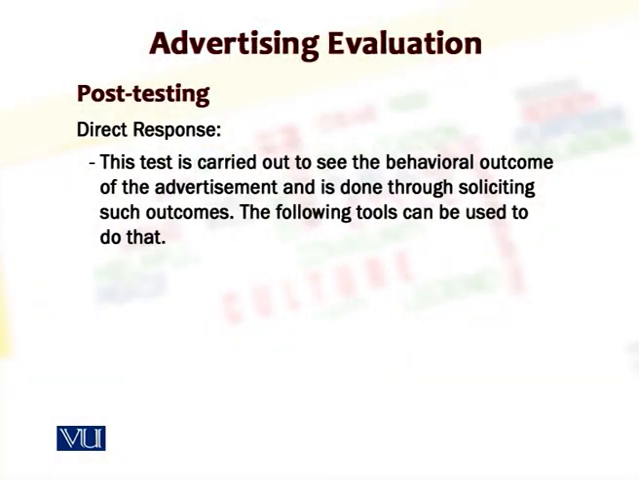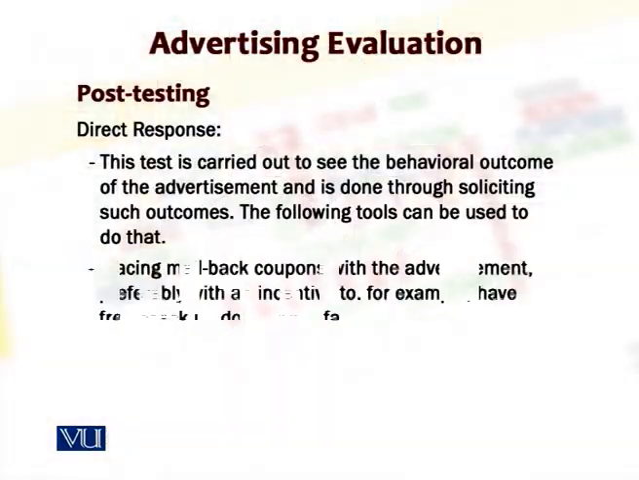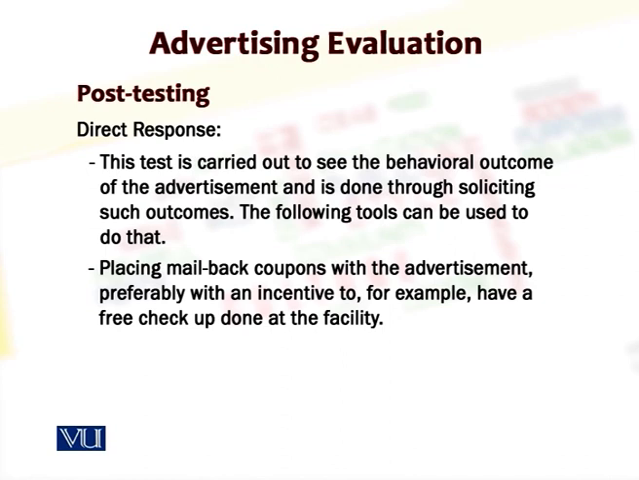The third testing method is what you call the direct response method. This is a test in which you seek the final outcome of the program and then determine to what extent your advertising has been successful. And you talk directly with your respondents. For example, with the help of certain coupons which you send as part of the advertising campaign, you ask those coupons to be sent back to you with information which you require from your respondents.